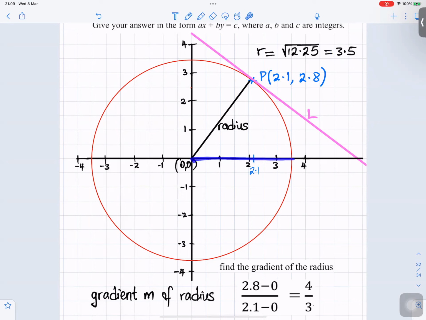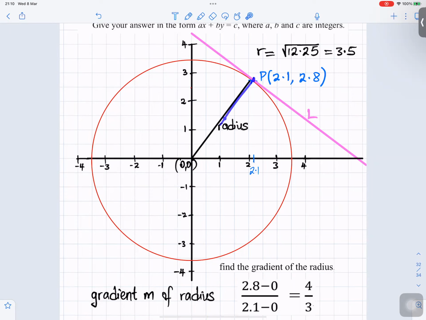So the radius is 3.5. So I've drawn a circle with radius 3.5. And the center is 0, 0. And the line passes at 2.1, 2.8, that point there, the pink line. We want to find the equation of that line. To find the equation of a line, you need to have the gradient m, and you need to find the intercept c. So we need to find two things, m and c.